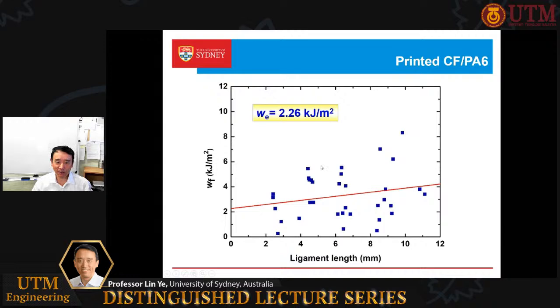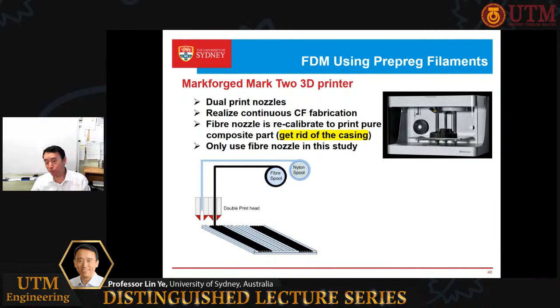So we move to a better technique, making a bulky specimen. We use the same printer, and we find a method to get rid of the casing. That means when you buy this kind of printer, it already has a preset program, so it won't print the material you want.